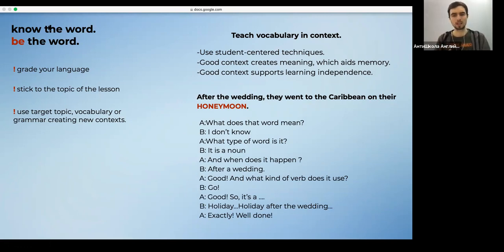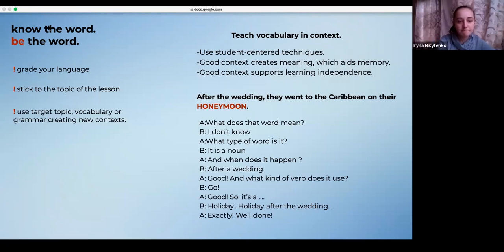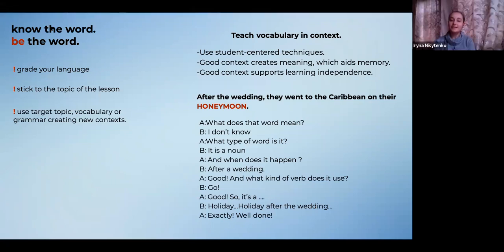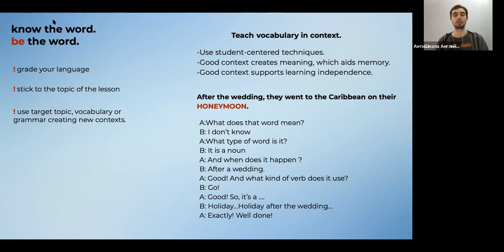And what kind of verb does it use? Just a second. Go, maybe? Right, good. So it's a holiday. Like a holiday after the wedding. Exactly. Well done. So it's a holiday after the wedding, this honeymoon. Thank you, Ira. We kind of revealed the meaning, but until the moment we revealed it, there was a lot to say. There was a lot to come to, right? So let's keep going.